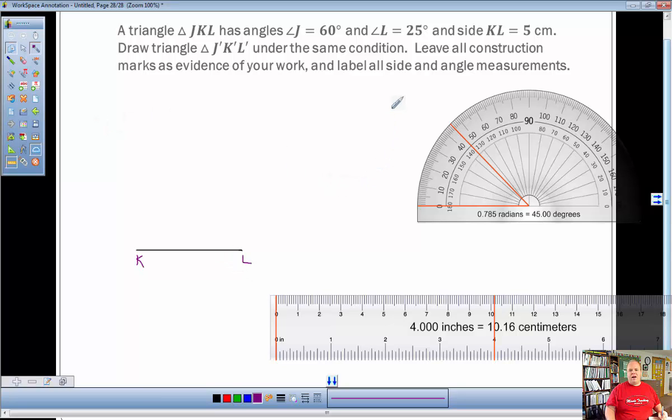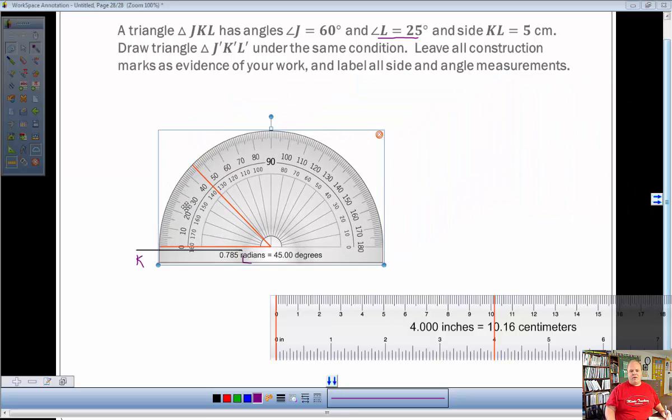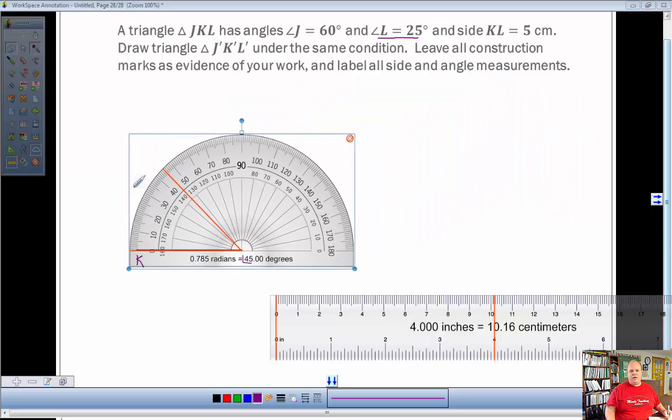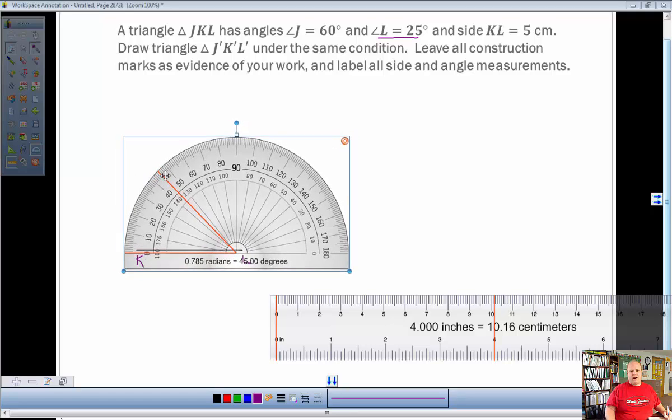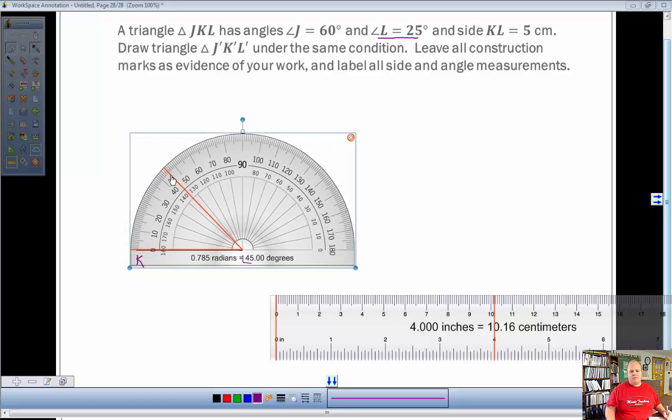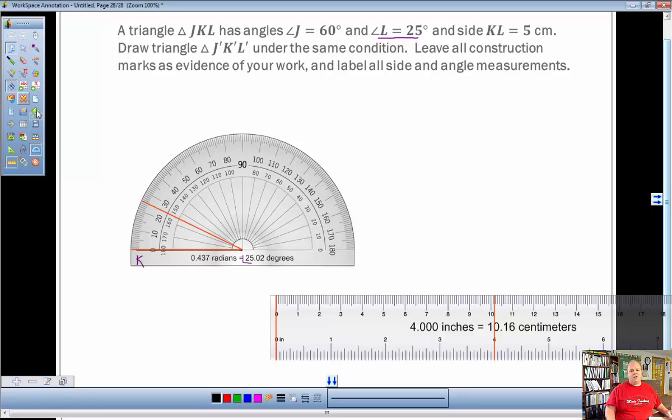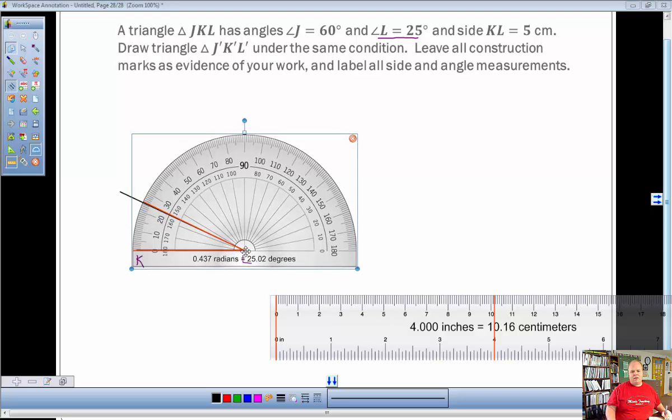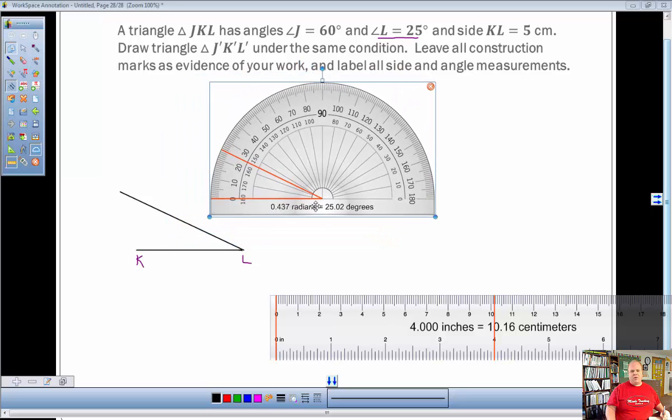Now that I know that L is 25 degrees, I'm going to bring this back over here. Okay. Bring my line down to 25 degrees. Alright. Bring my line tool back out, and I'm going to draw my line so that it equals that point.